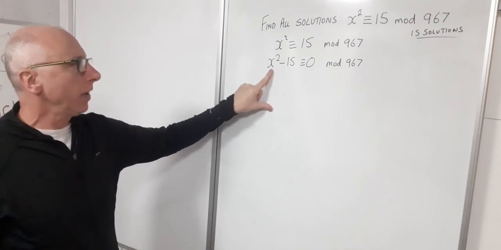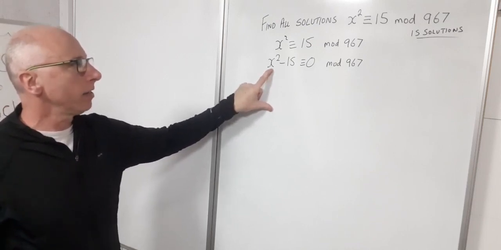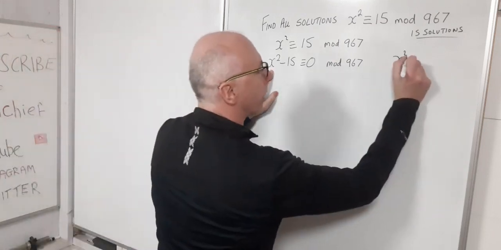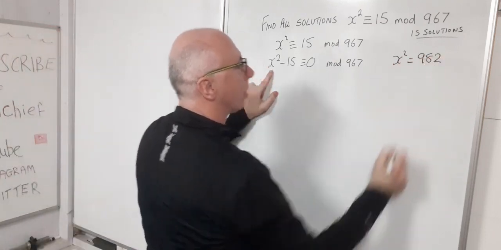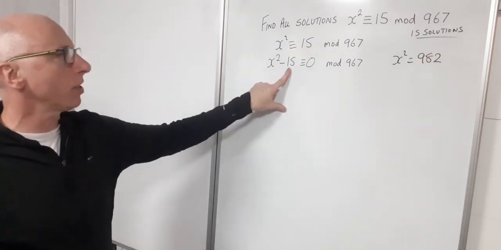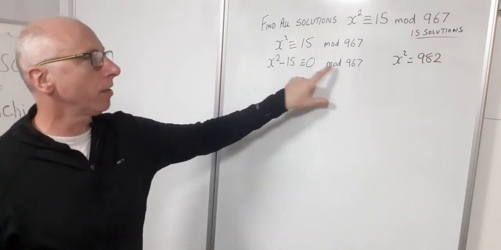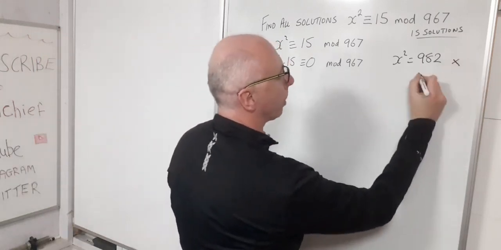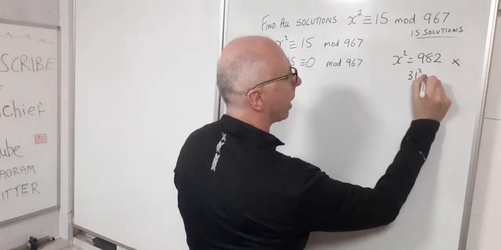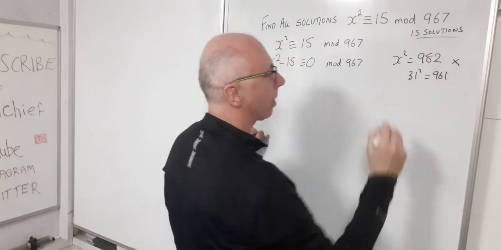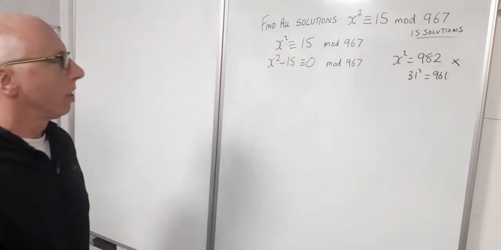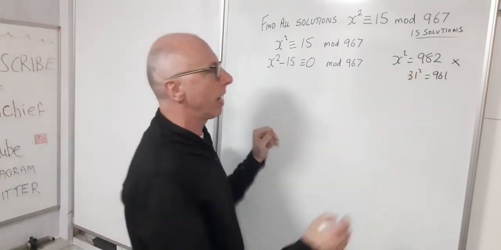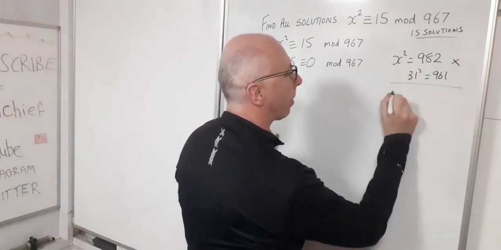So if x squared is 982, we've got a solution, because that will give us 967, which is congruent with 0 mod 967. But this one is no result, because 31 squared equals 961. So that's no good to us. So now we'll just try a number above that. So let's add 967 on to that.